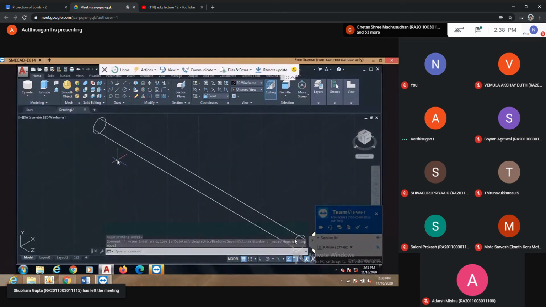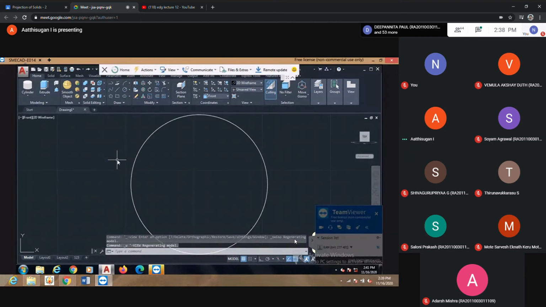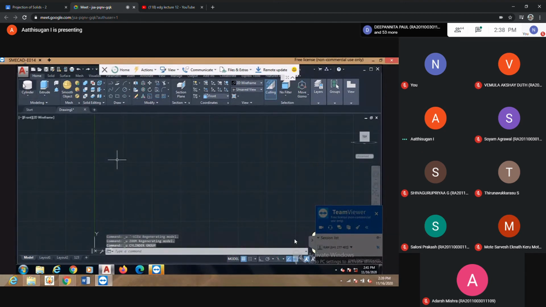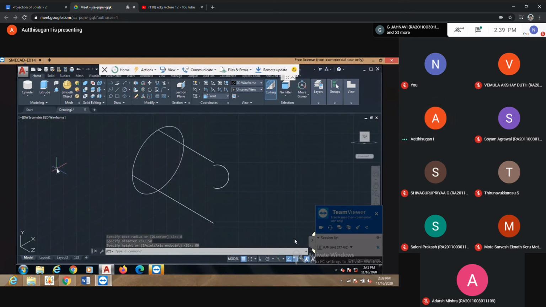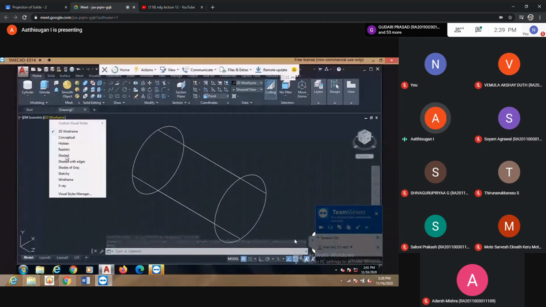So, cylinder, center, diameter is 50, axis height is 80. Okay, I did one cylinder. You want to check, you can check. I can also draw a circle then extrude. That is how I told two methods.